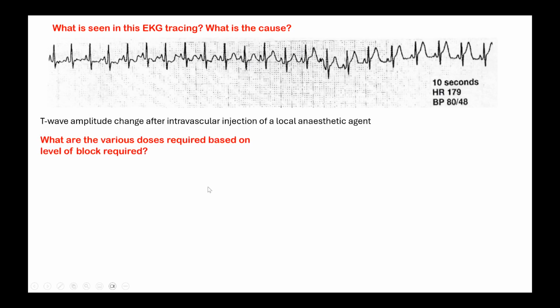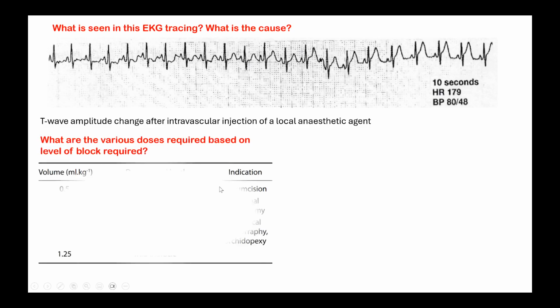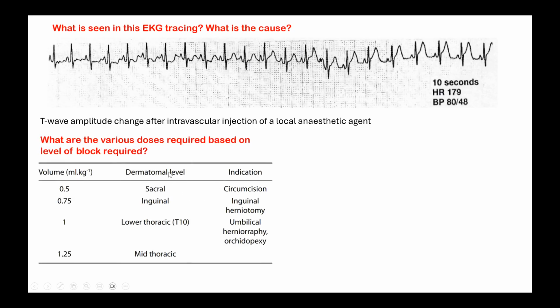So what are the various doses required? It depends on the level of block that you want to achieve. For sacral block, 0.5 ml per kg of 0.25% bupivacaine is commonly used, or you can use levobupivacaine or ropivacaine nowadays, which are less cardiotoxic. For inguinal block, you require 0.75 ml per kg.